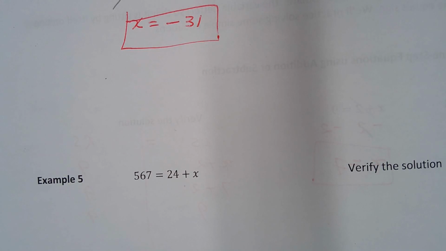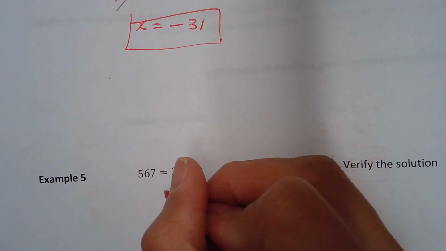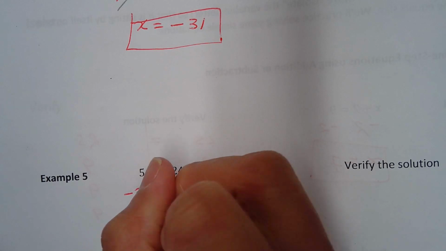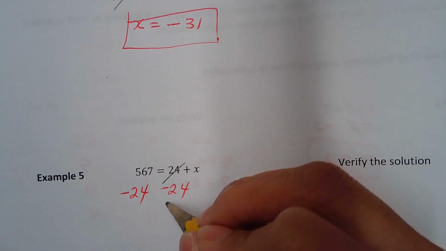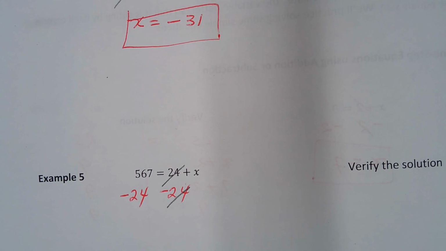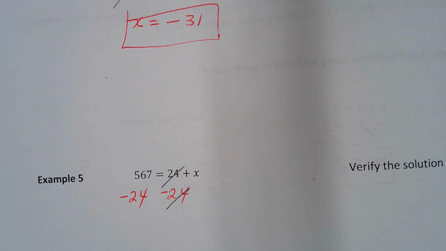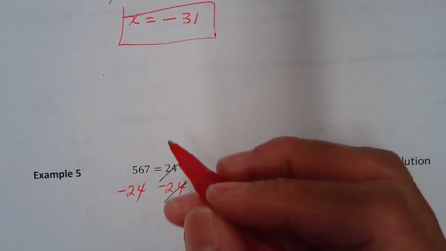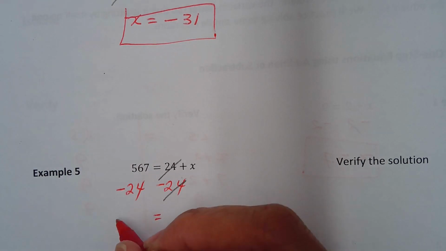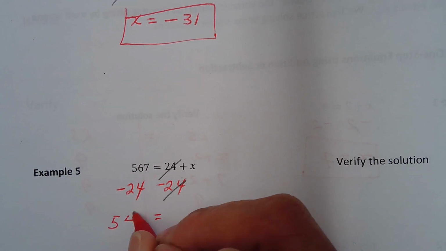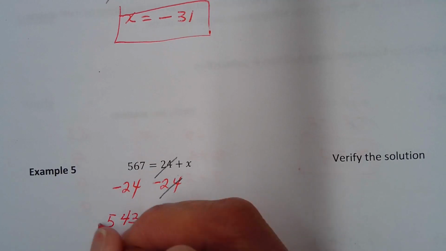567 equals 24 plus x. How do you solve for x? By subtracting 24. Okay, so you're always focusing on where the x is. You're doing the opposite of what happened to x, and then you do it on the other side. So what remains is 543, and x remains.